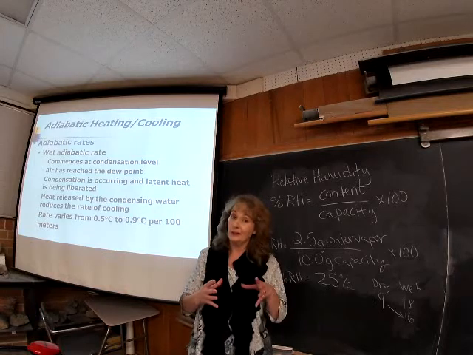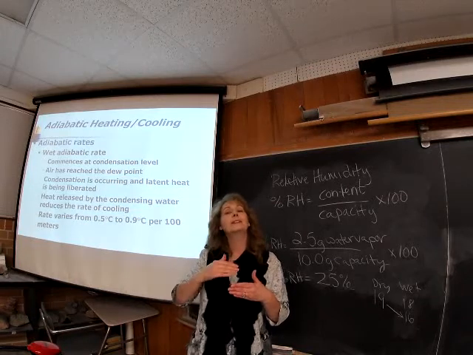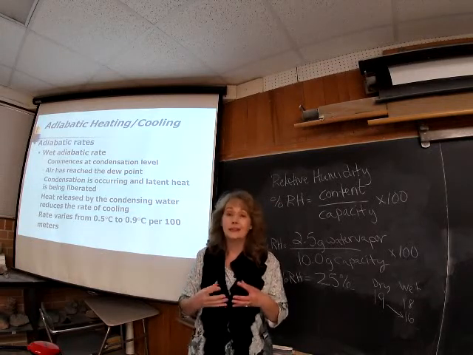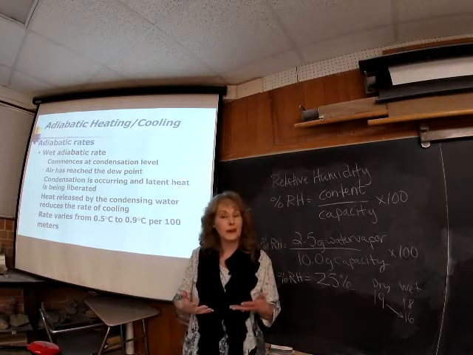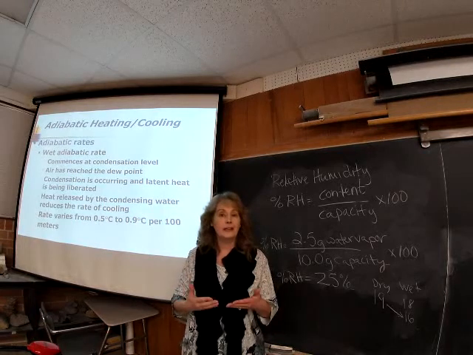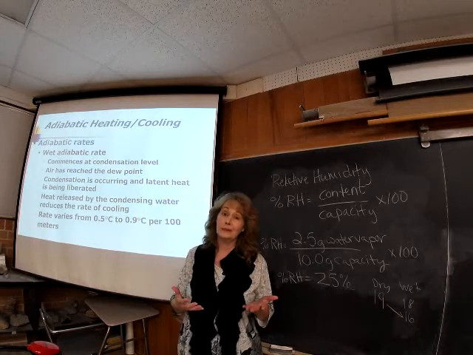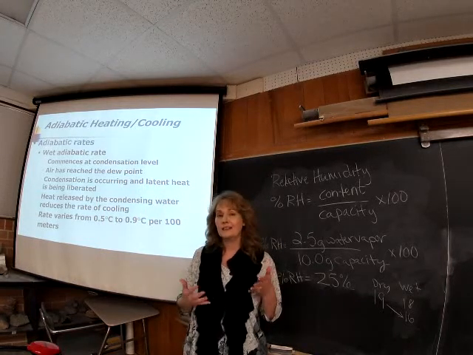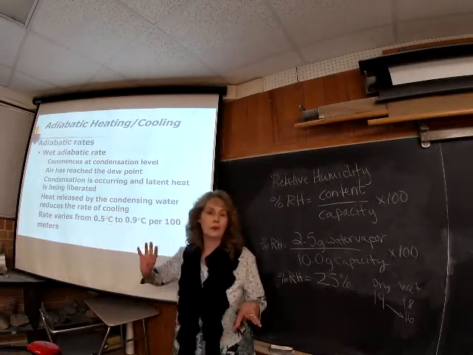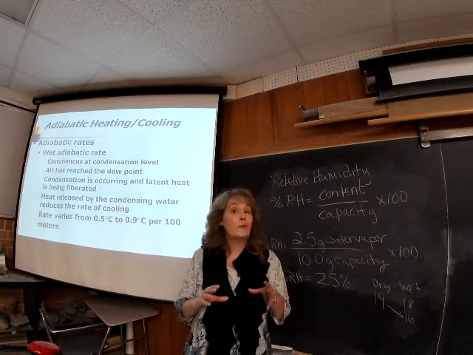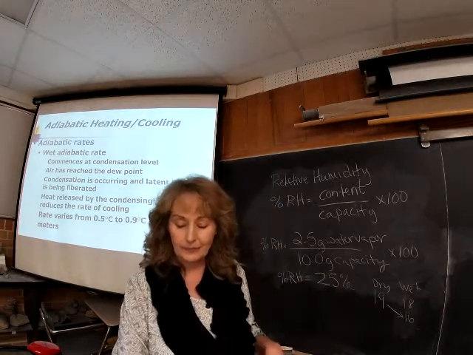Now it's still cooling, but only at about 0.5 degrees Celsius per 100 meters, and that's the wet adiabatic rate. It's slightly less due to the liberation of those 600 calories per gram of condensation. That water vapor going back to a liquid releases a little bit of heat energy, so that offsets the cooling rate and slows it just a little bit. That rate does vary, but we'll keep it simple and say about 0.5 degrees Celsius per 100 meters is your wet adiabatic cooling rate.